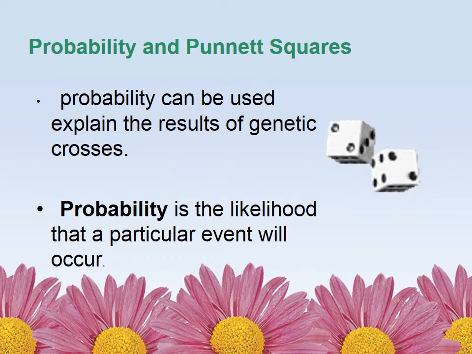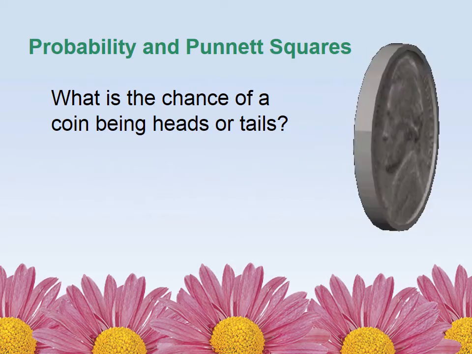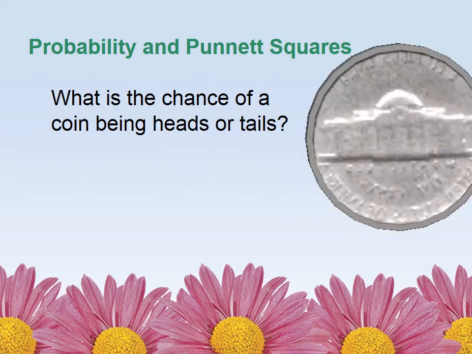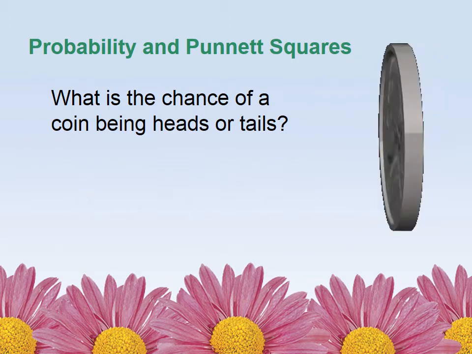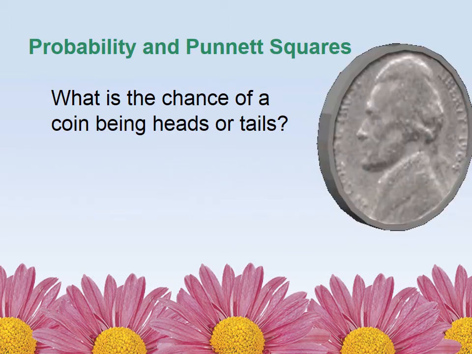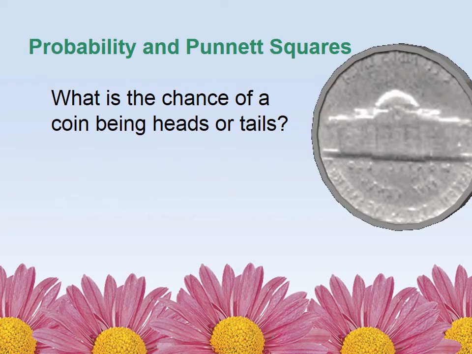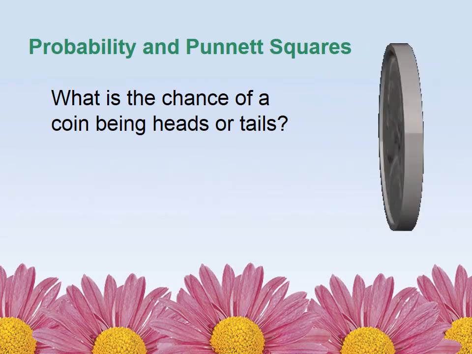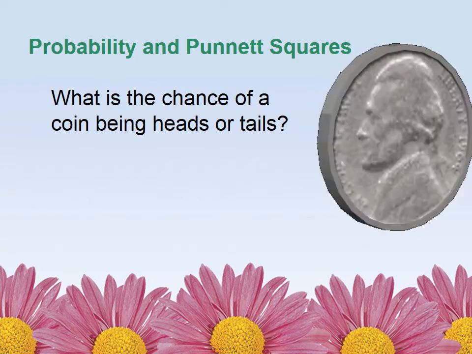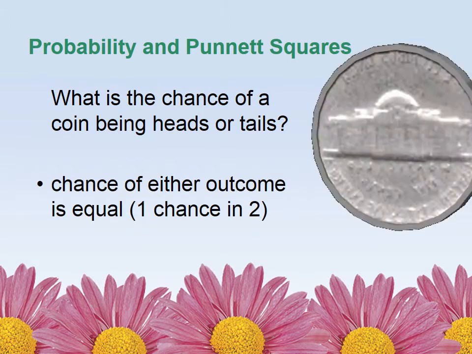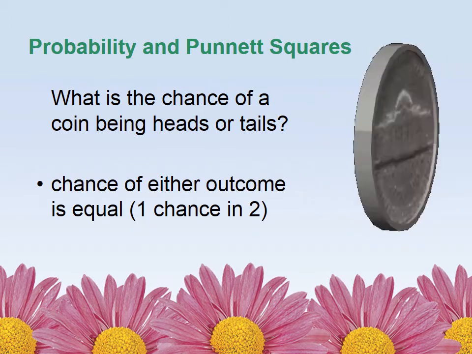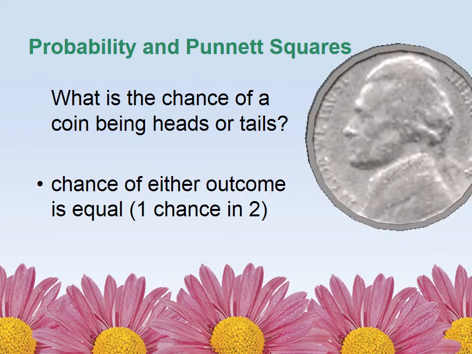The definition of probability is the likelihood that a particular event will occur. So what are the chances that something will happen? That's what probability is. An example we can use is what is the chance of a coin being heads or tails? We use coins because there's one or the other. With Mendel, usually there were only two choices as far as the alleles go, either tall or short, either round or wrinkled, etc. So the chance of either outcome is equal, one chance in two, so it's a 50-50 shot.